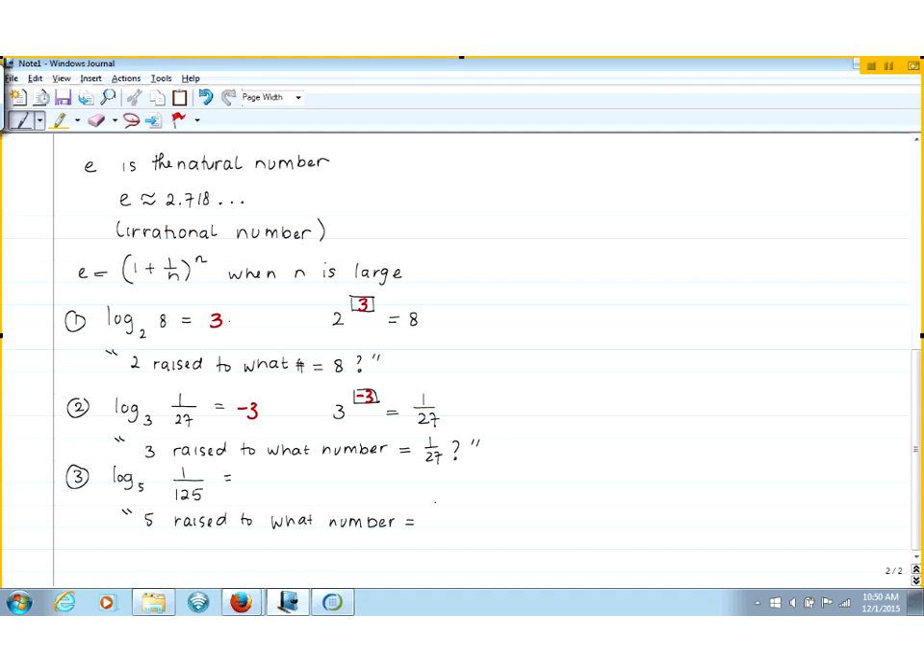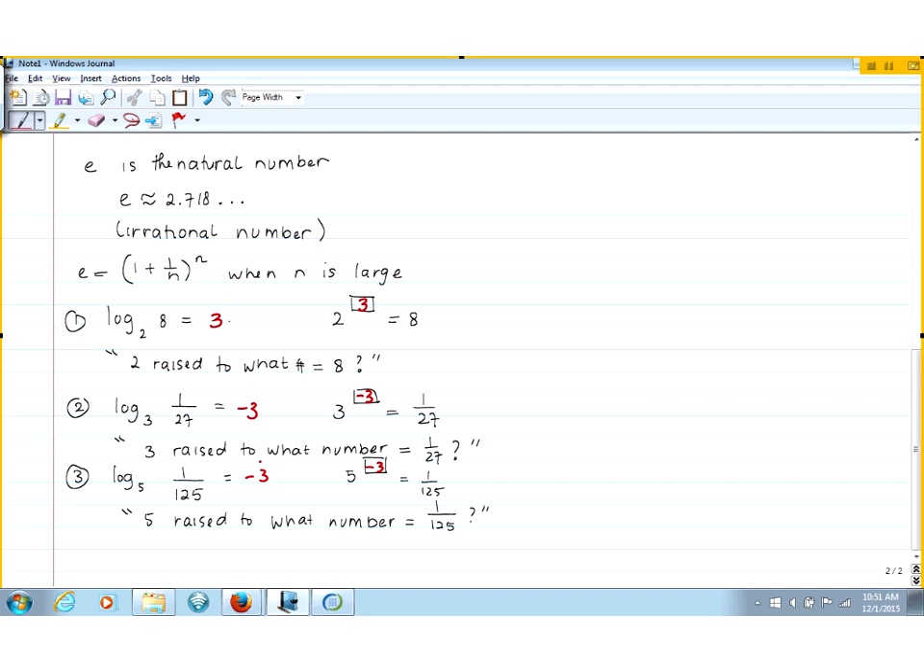Will give me 1 over 125. Well, what is the answer? Negative 3. 5 raised to what number will give me 1 over 125? And the answer is negative 3. So, you know how to answer your question.